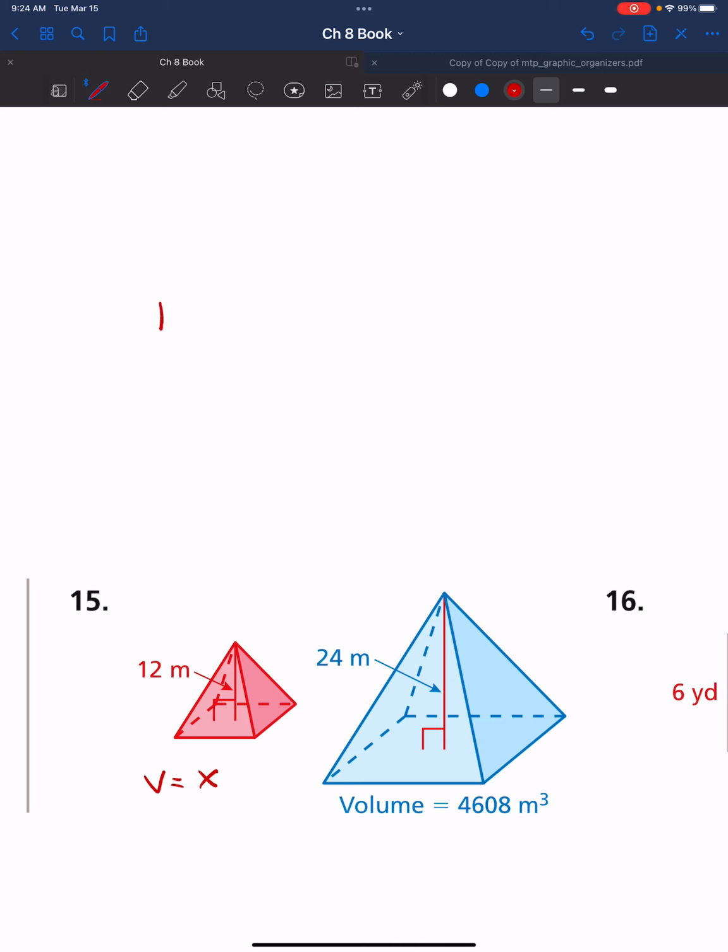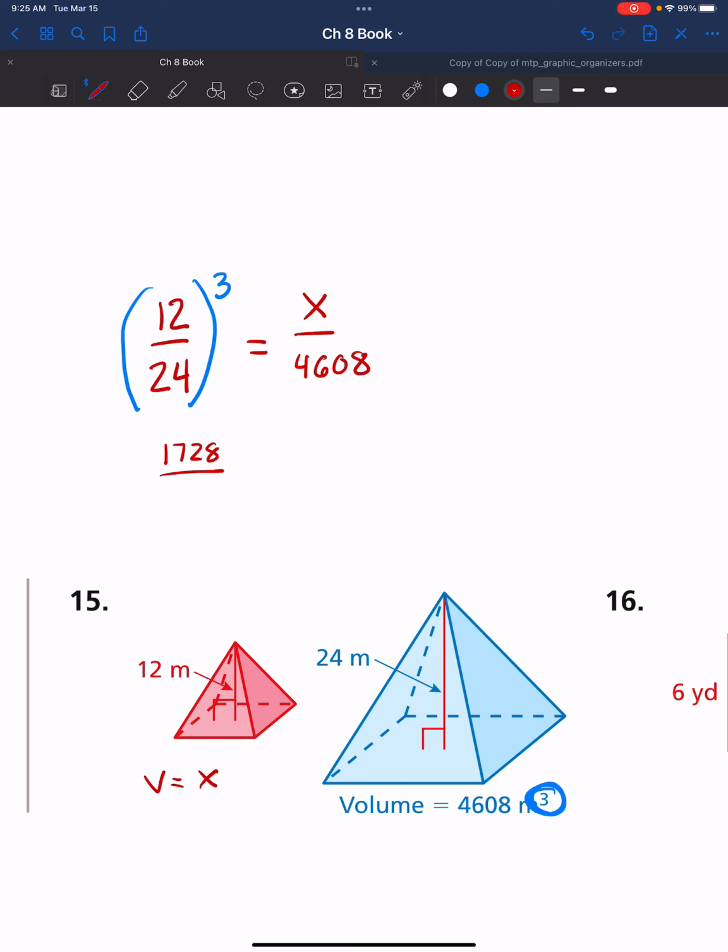Let's go ahead and say 12 is to 24 as, now I did my red shape first, so I'm going to do my red shape first for my volume. X is to 4,608. Now remember, this is volume. Volume is cubed, which means I need to cube the heights. And then I can cross multiply. So 12 to the third is 1,728. 24 to the third is 13,824.